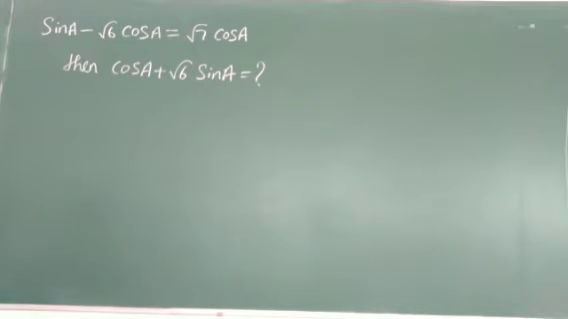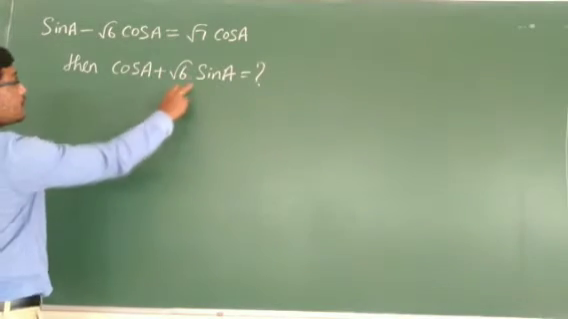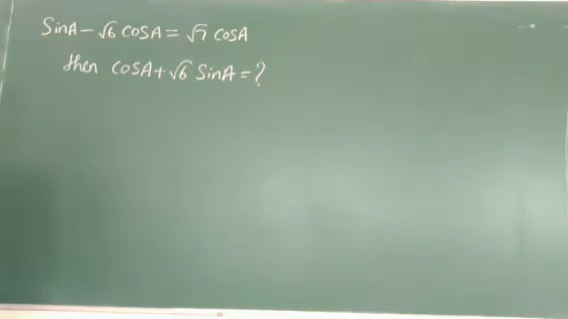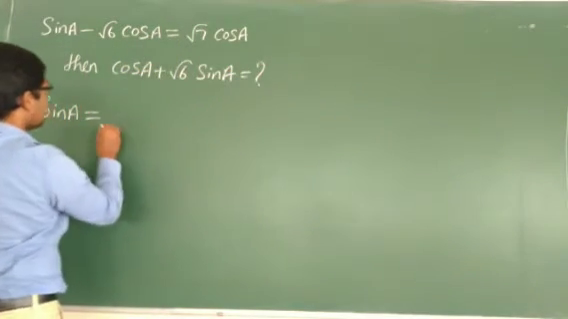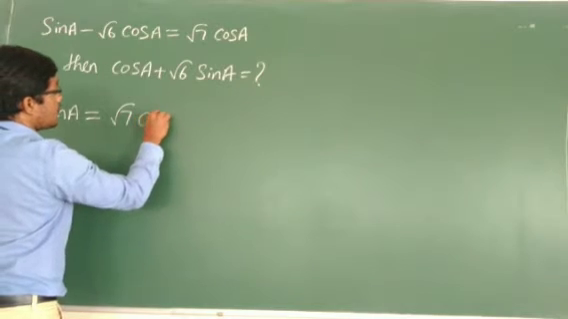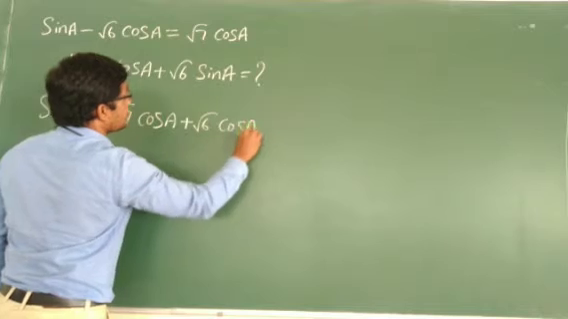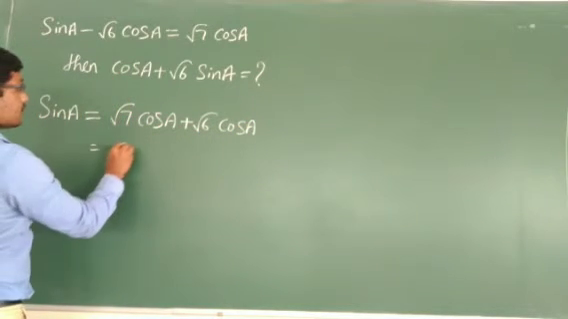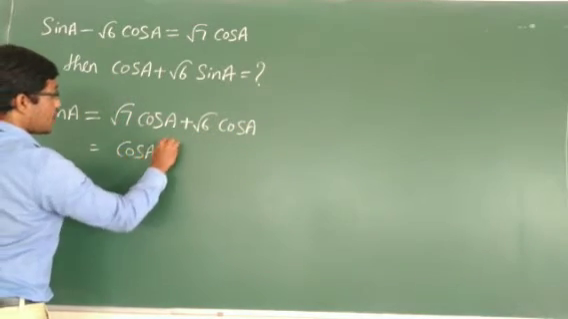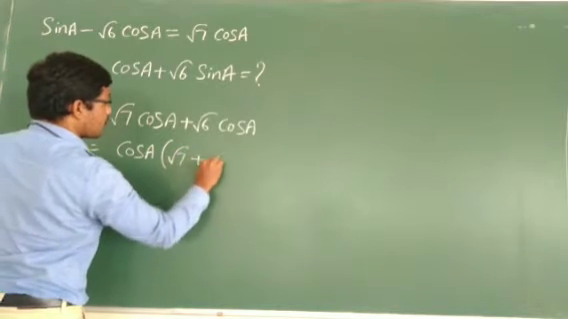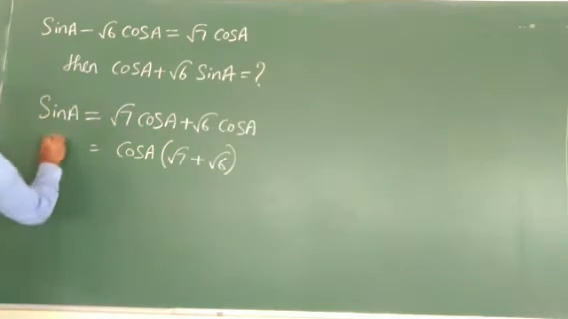Yeah, this is your next question. Sin A minus root 6 cos A is equal to root 7 cos A. Then you should find cos A plus root 6 sin A. Take the given equation, we can send this to the right side, then sin A is equal to root 7 cos A plus root 6 cos A. In both the terms, we can take cos A common, we get root 7 plus root 6.